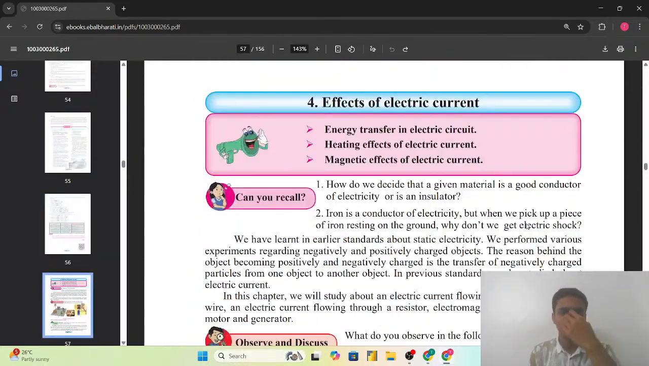In the next part, we will be studying unit 4, that is the effects of the electric current.